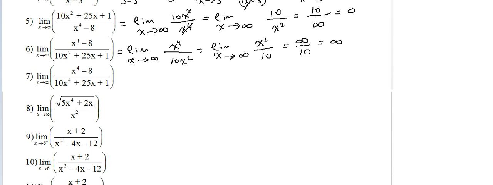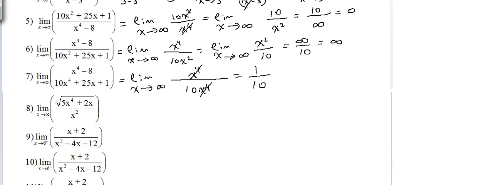Number 7 is equal to the limit as x approaches infinity of x power 4 minus 8 over 10x power 4 plus 25x plus 1. So the x with the highest exponent up in the numerator is equal to the x with the highest exponent in the denominator. When we simplify, what is left is the coefficient of the highest exponent of x up over the coefficient of the highest exponent of x down in the denominator.